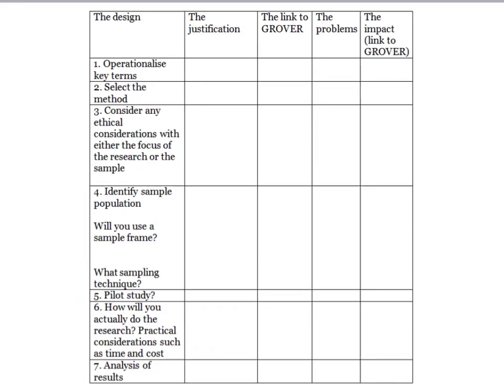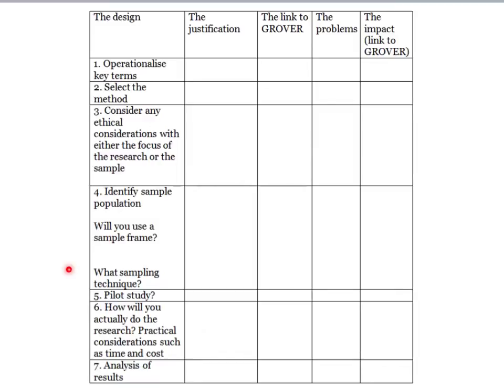Now, this grid that you can see on the screen at the moment is the one that we've used in class to help you plan and structure effective answers to this 30 mark question. So this is very useful, I think, in making sure that you display the kind of knowledge and analysis that will get you a good mark on this section.